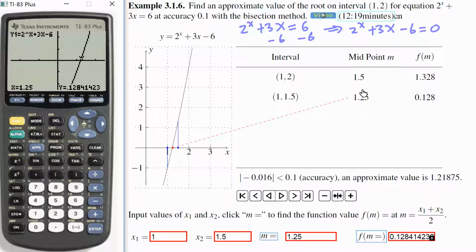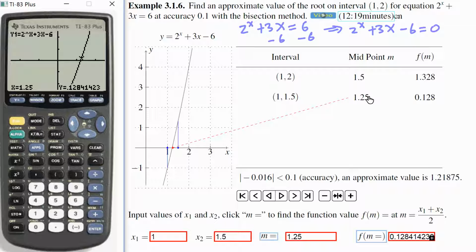Then you know 1.25 might be the 0 point, but you know this value is greater than 0.1, so it has not reached the accuracy 0.1 yet. Okay, we need to find a value which is less than 0.1, then this value can be treated as a 0 point.